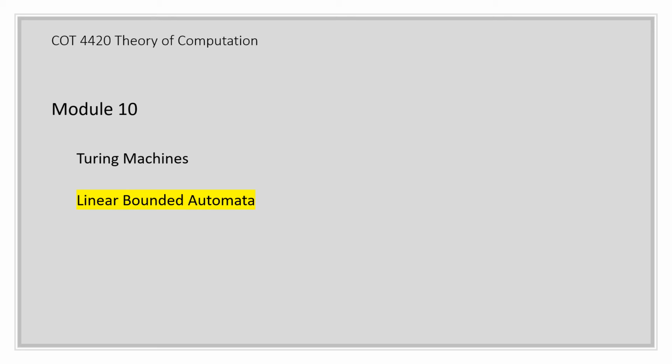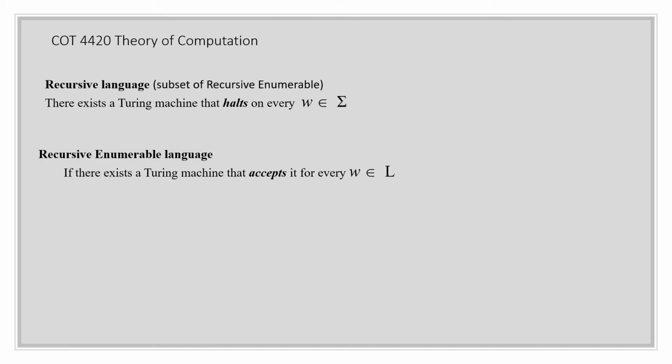Okay, in this video we're going to talk about the name of the language that is accepted by Turing machines, and then we're going to do a linear bounded automata, but we will get into more detail of the hierarchy of languages and automaton in the next module. So I just wanted to tell you the name of the language that a Turing machine accepts.